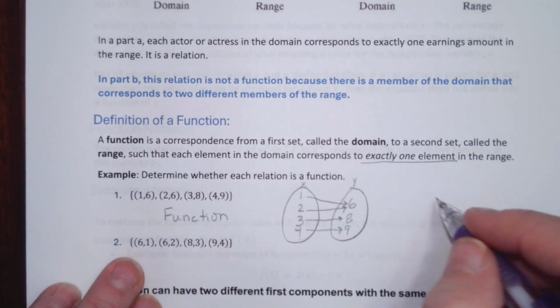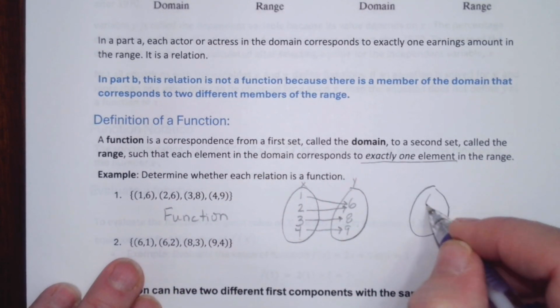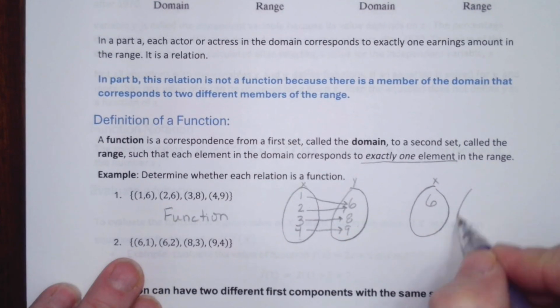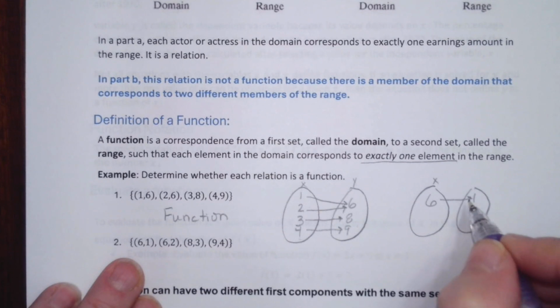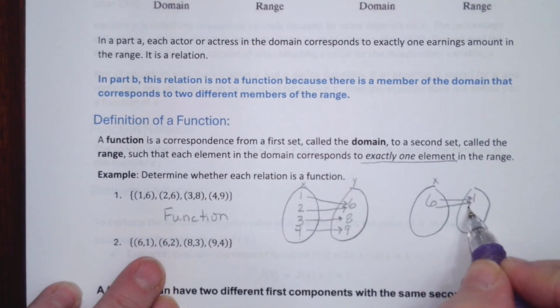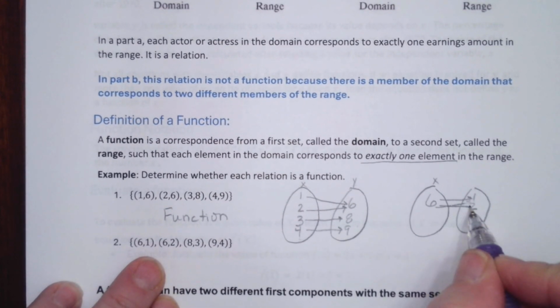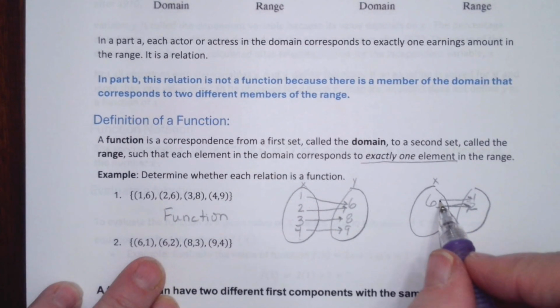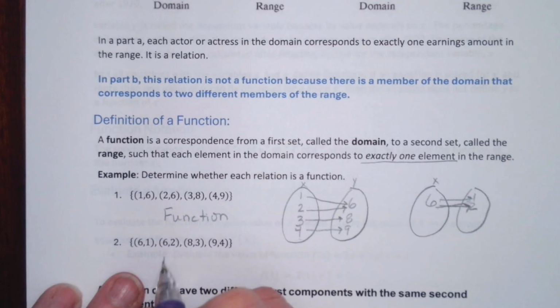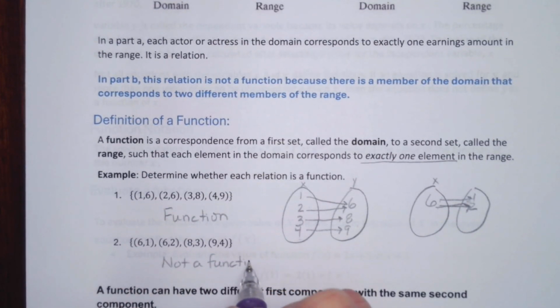Here, if I look at this, when I put my 6 here, 6 has the answer of 1, but then 6 also has the answer of 2. So 6 has two answers. Well, that is not a function. It says here a function can have two different first components with the same second component. So sometimes you might have heard it said that if there's a repeating X, it's not a function.